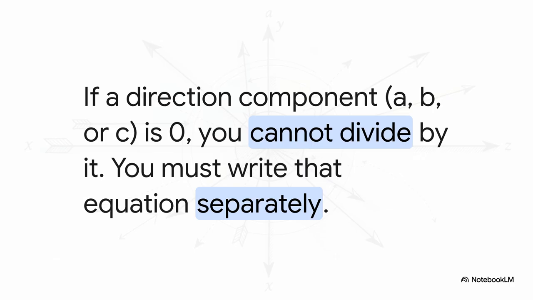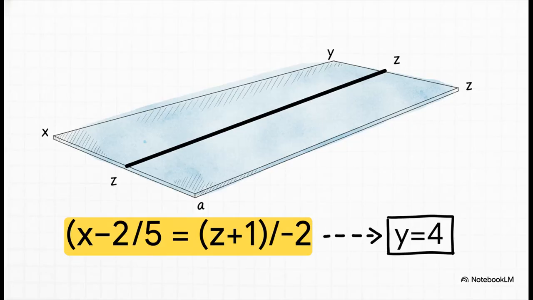So, if one of your direction components is 0, you just can't include it in that main equation. You have to pull it out and write its equation on the side. So let's apply that rule to our problem. Since the y part of our direction vector was 0, the y-coordinate never actually changes. It's always going to be 4, no matter what t is. So what we do is we write the symmetric part for x and z, and then, right next to it, we just state, and y equals 4. That's it. That's the full correct answer.